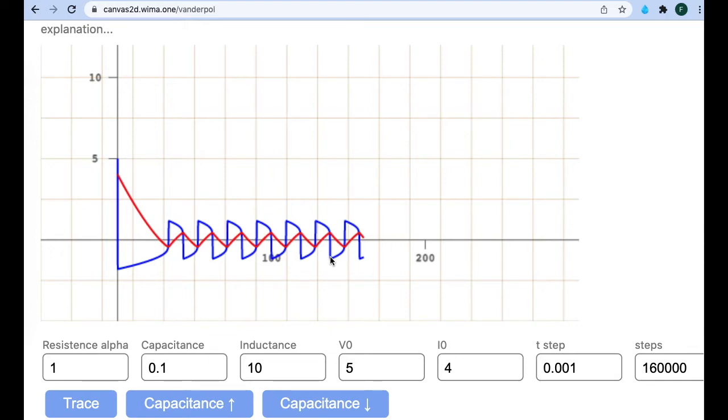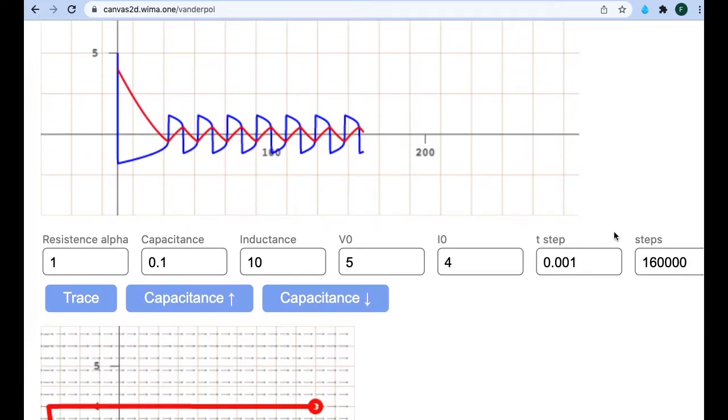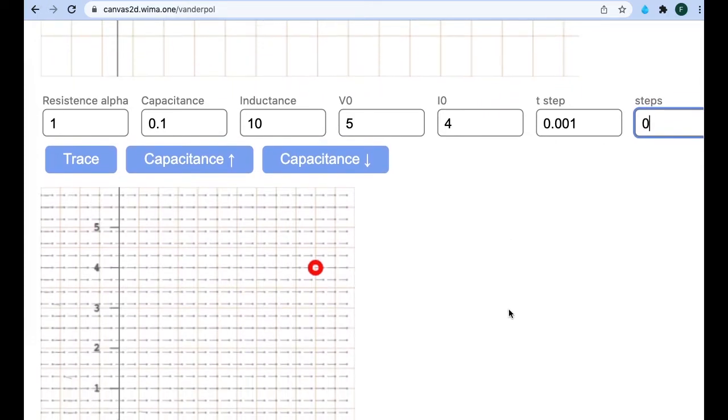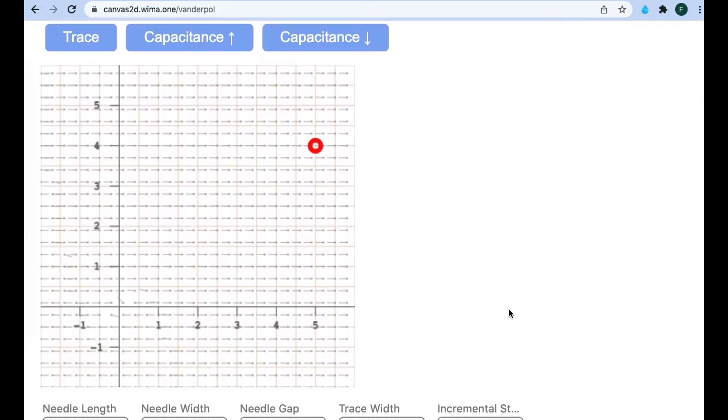So for the voltage, there is a sudden jump, and this is a characteristic of a van der Pol oscillation. Now let's see the same graph, same process. We will repeat this process, but in the phase space. The horizontal axis is voltage, and the vertical axis is current. We're starting at this point.